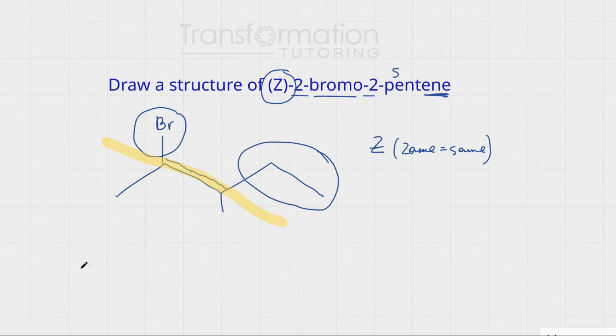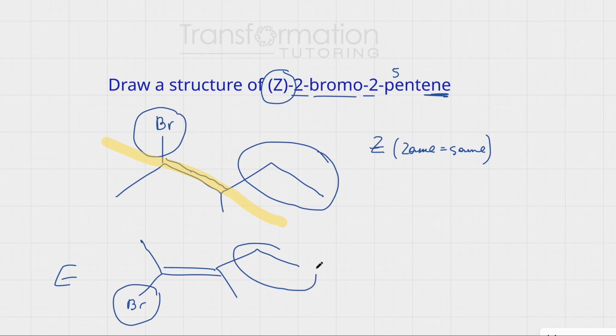If, for example, I had to draw E, then what I would do is keep everything the same. So I would, let's say, keep the right side the same, and on the left side I would just switch my methyl and my bromine, and now my 2 biggest groups would be on opposite sides, and that would be E.